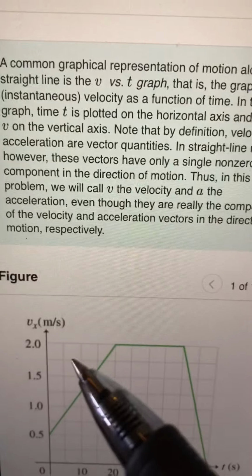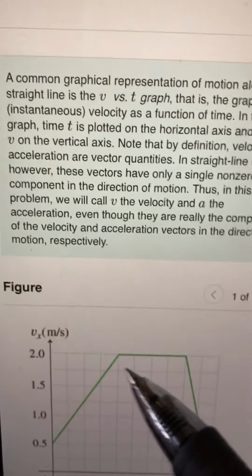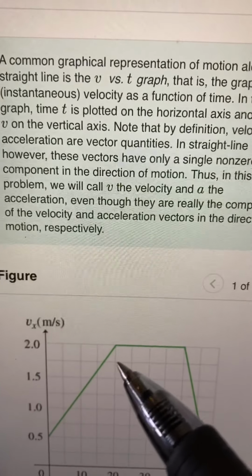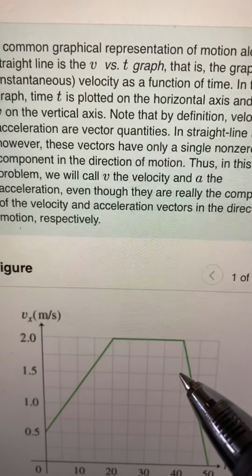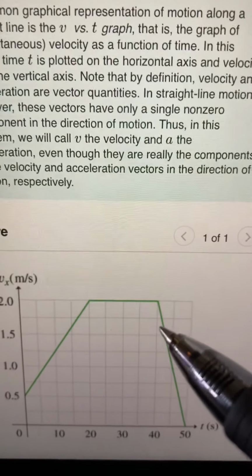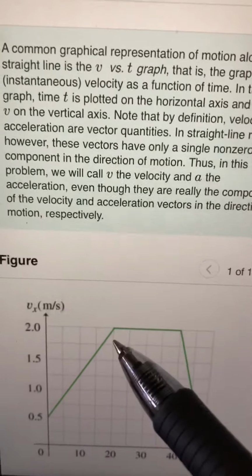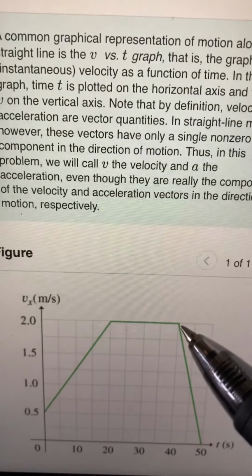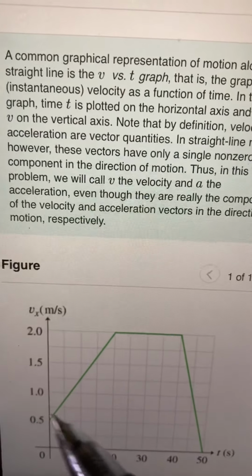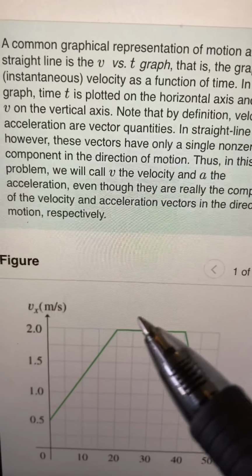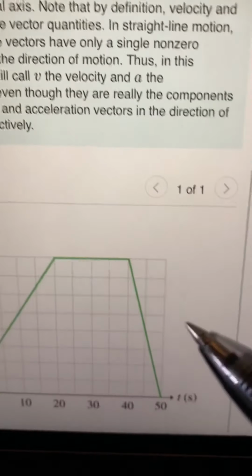Starting at 20 seconds, that's gonna be your 0, 2 meters a second for a period of 20 seconds. That should be really easy. We should be able to do that in our head, guys. That's 40. 2 meters a second for 20 seconds is 40. So you're gonna take part A and add that to part B, and then we're gonna solve for part C.